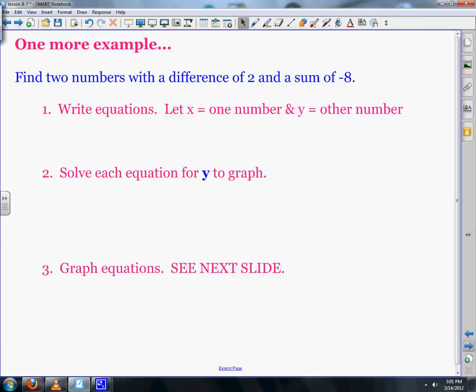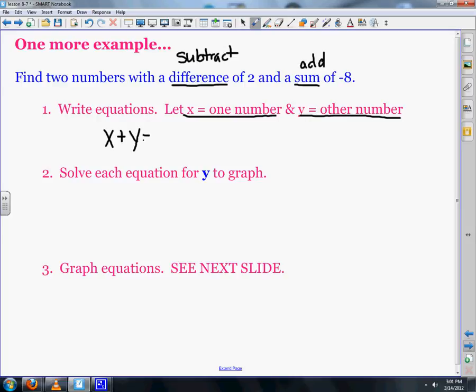So I have one more problem that I'd like to do, and this is a story problem. The story problem says find two numbers with a difference of 2. So difference means that we are going to subtract, and they have a sum, which means we're going to add, of -8. So we're going to let x be one of the numbers and y be the other number. So our first equation we can write is x plus y equals -8, because that shows the sum, and then the difference, x minus y equals 2.